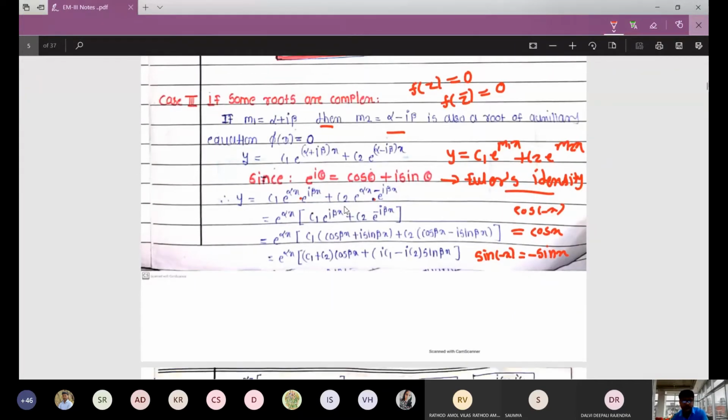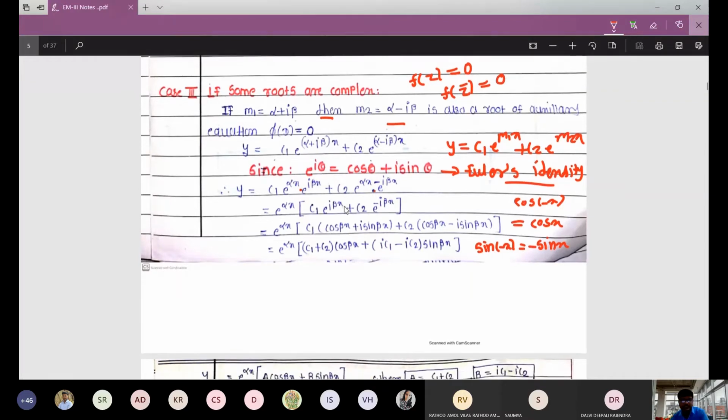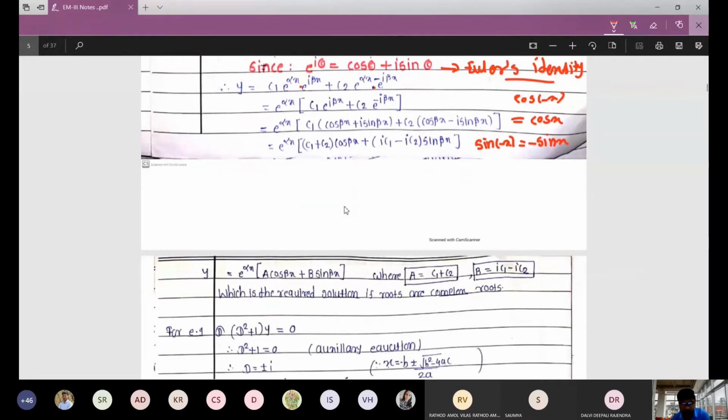And after that we have e to the power alpha x. Just collect the terms of cos beta x and collect the terms of sine beta x together. So we have C1 plus C2, and the common term is cos beta x. And here we can see i times C1, and in the next term we have minus i times C2, so minus i times C2 times sine beta x. Now these are just constants. C1 plus C2 is an arbitrary constant. For simple notation, I am just using capital A for C1 plus C2, and i times C1 minus i times C2 is also another constant, so I am using notation B for that constant.